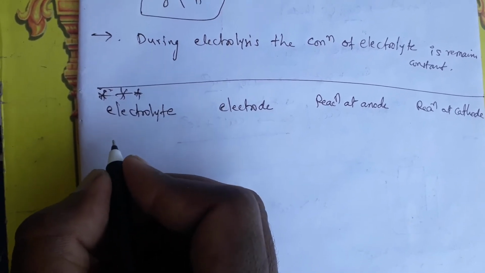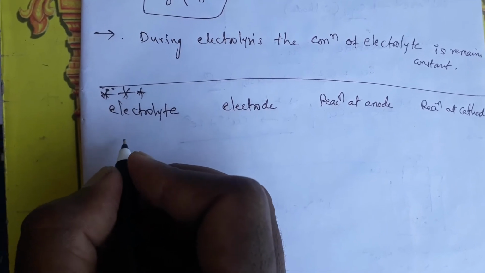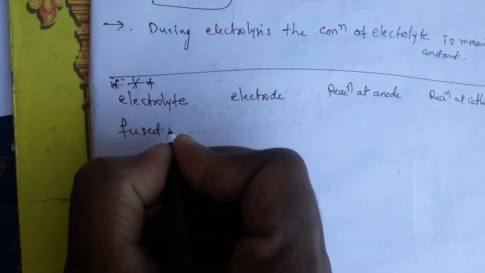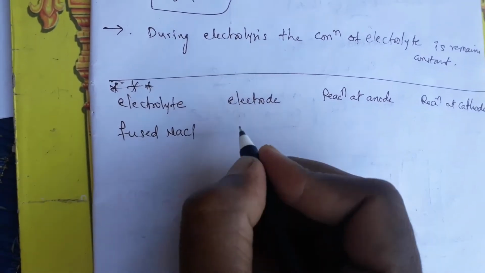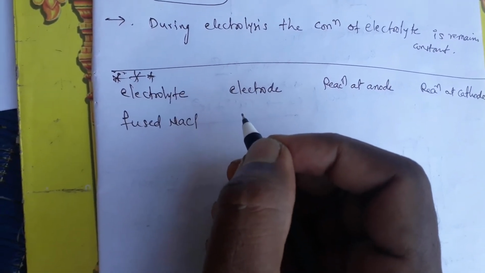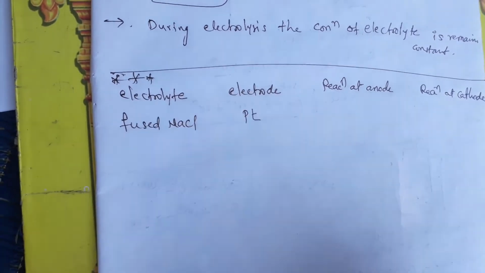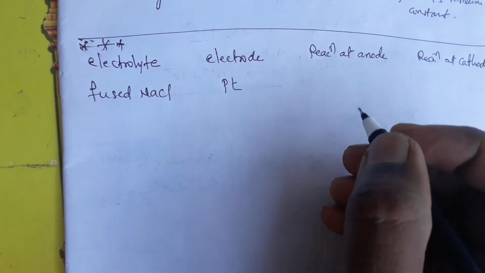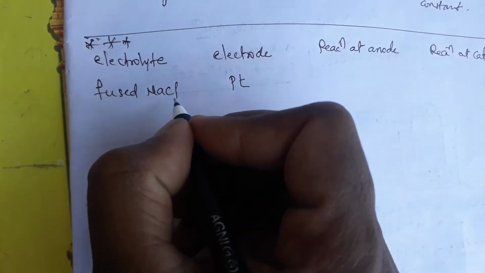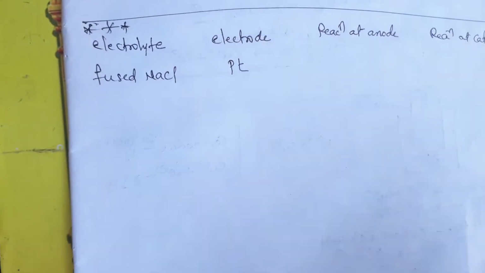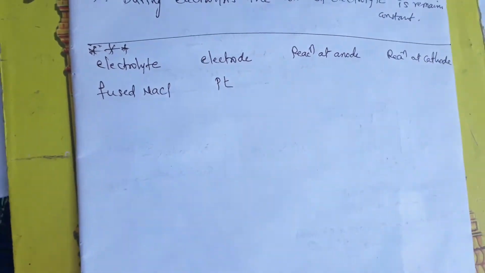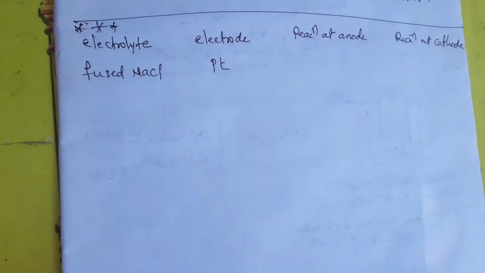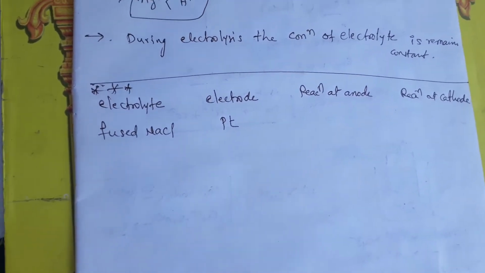Electrolyte means there is a salt, which is in the form of fused state or aqueous state. So first we take the fused NaCl, and the electrode is a platinum electrode, that means inert electrode. Whatever the solution is there, that goes to the anode and cathode. So fused NaCl has sodium plus ions and Cl minus ions.